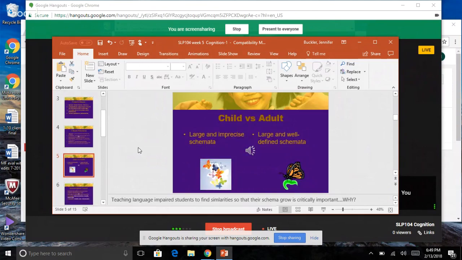As I said earlier, categories start very large and imprecise, and then they become more and more defined. So what a child will look at as butterfly, we might categorize into butterfly or moth. We might categorize into dragonfly or butterfly. But our reasoning, our ability to know what's in that schema or in that schemata is more precise than that of a child.